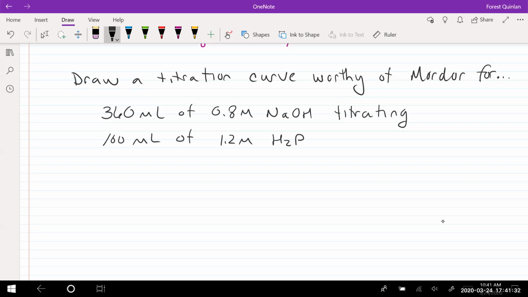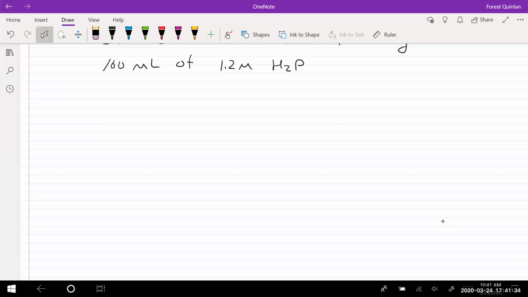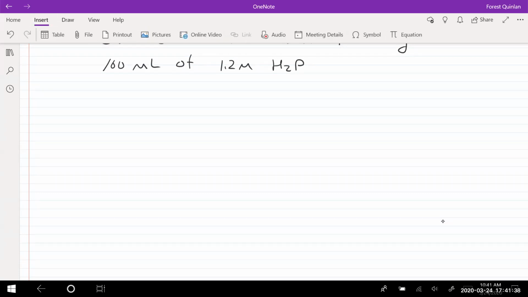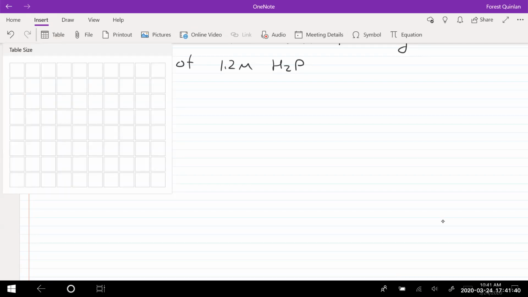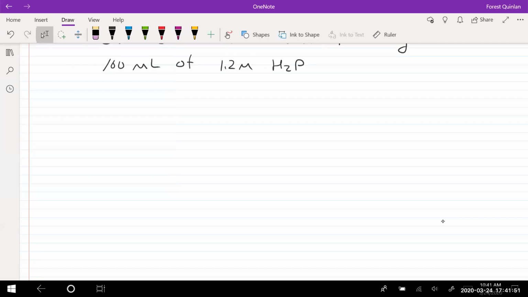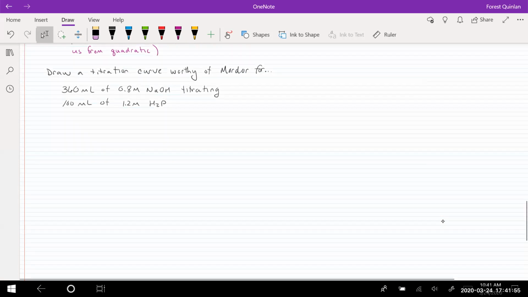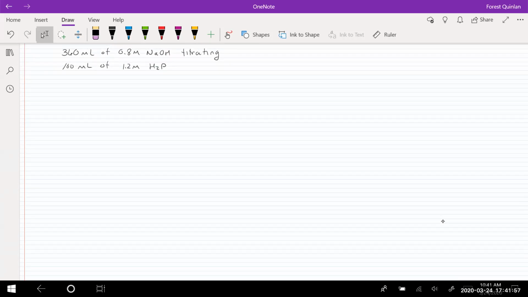Okay, since we know we're going to go ahead and generate a curve, I think there's a way for me to insert a table. Can I do that? Nah, I'm not going to do that. All right, let's go back to draw. Let's go ahead and make our table up here. We need volume of the base versus the pH.